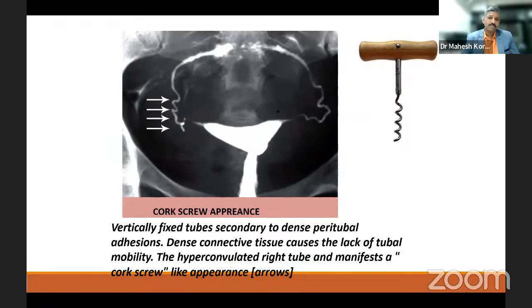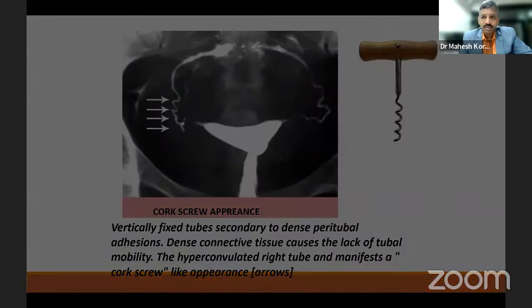The lead pipe tube. You can see this complete tube has gone up like this and it is adherent up. So this is another example. This is also called a corkscrew. I have put a picture here of a corkscrew so that it's easier to resemble. Can you see the corkscrew appearance pattern here? This dense connective tissue causes the lack of tubal mobility. So it is completely gone and stuck, as if the hands are stuck up. This is why it's called a corkscrew appearance.